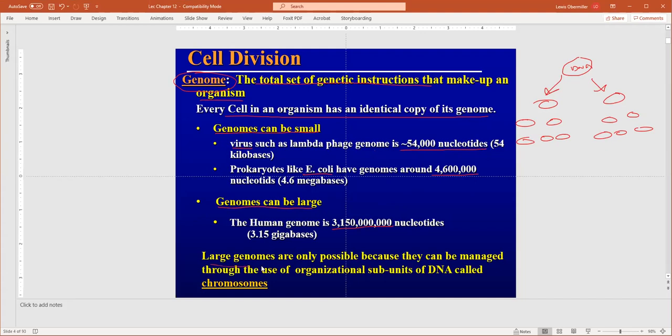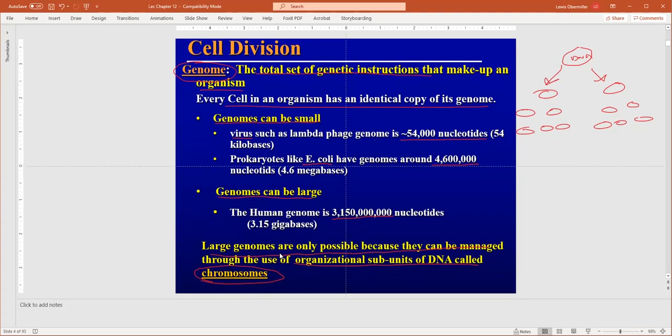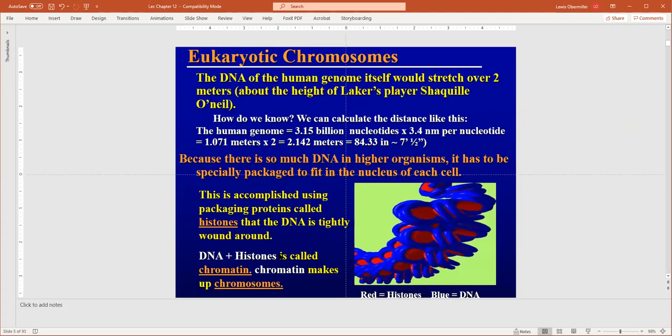And the only way that we could manage this massive amount of information is to organize it into subunits, these chromosomes. And we've talked about chromosomes before. Remember, chroma means colored and soma means part. All right, so if we took the DNA out of one of your cells and stretched it out, it would be about 7.5 feet long. That's a lot of DNA, and we have to package that to fit inside the nucleus of a cell that you can't even see with your naked eye.